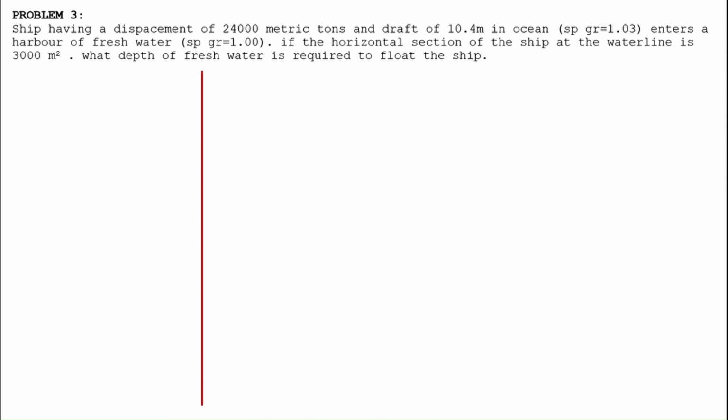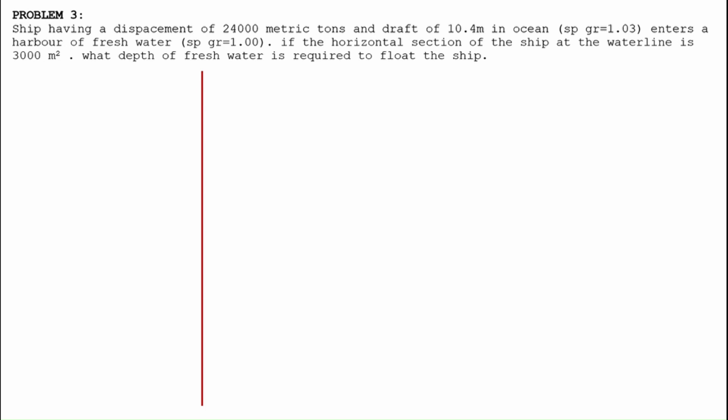Problem number 3. A ship having a displacement of 24,000 metric tons and a draft of 10.4 m in ocean with a specific gravity of 1.03 enters a harbor of fresh water with a specific gravity of 1. If the horizontal section of the ship at the waterline is 3,000 square meters, what depth of fresh water is required to float the ship?